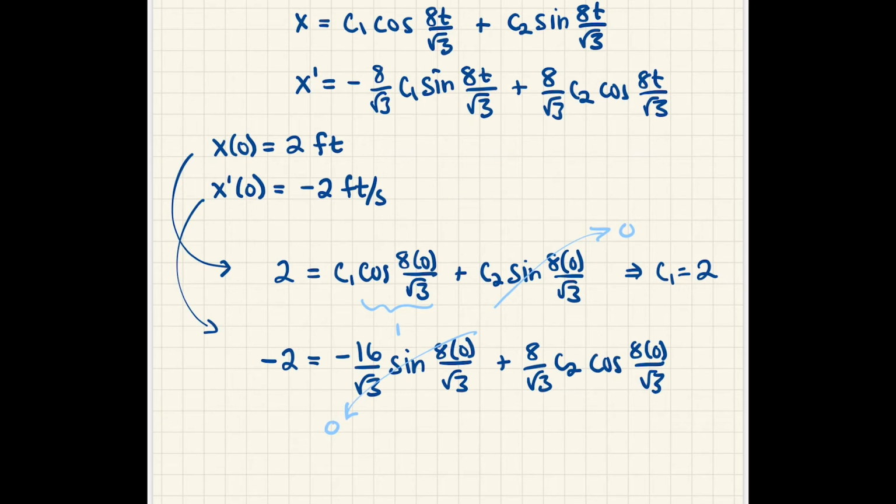So that first whole term is 0. This, of course, evaluates to 1. So we get -2 is equal to 8 over rad 3 c2. And thus c2 is equal to -2 rad 3 over 8. That's just negative rad 3 over 4.